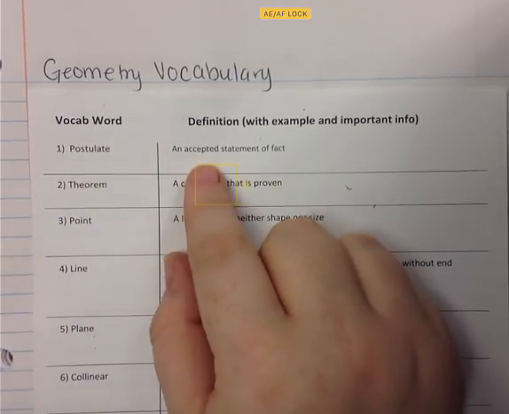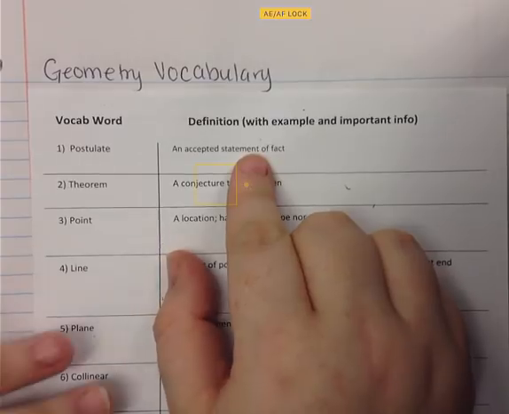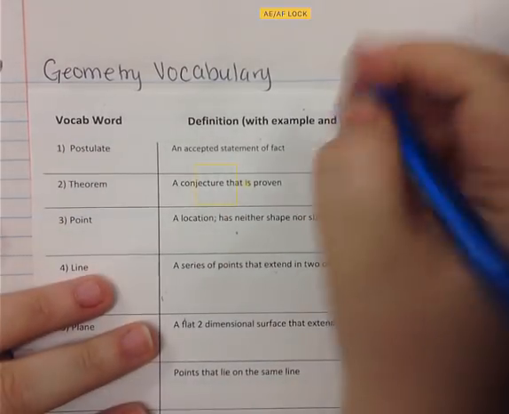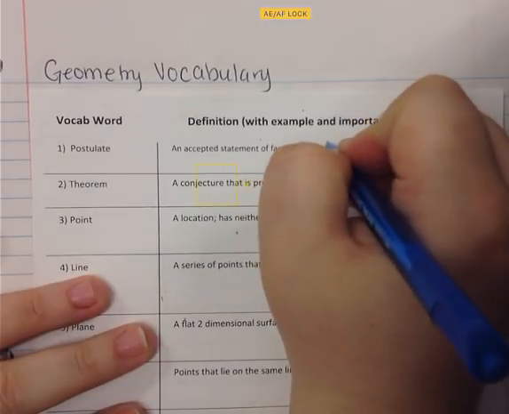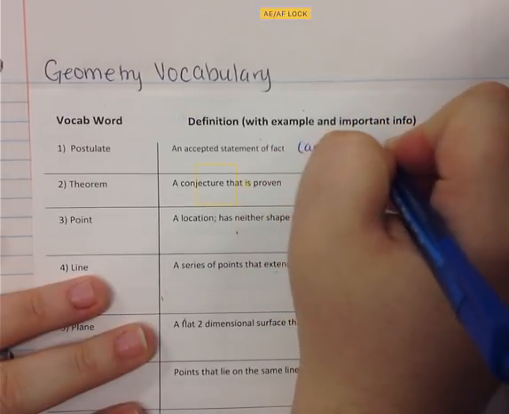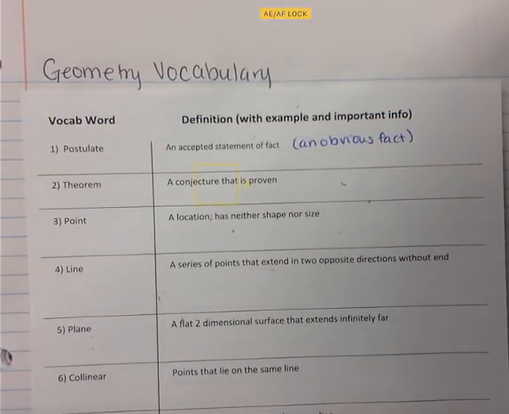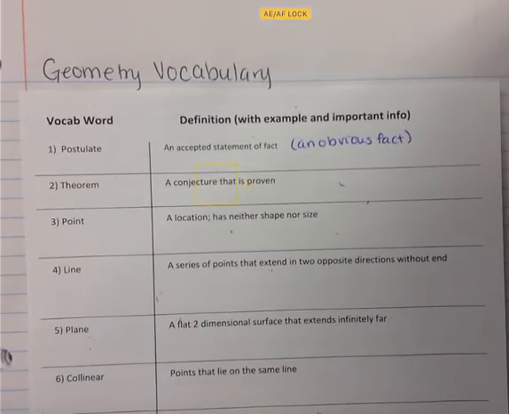A postulate is an accepted statement of fact. This could also be written as an obvious fact. This is an obvious fact. It's something that you know has to be true, that you don't actually have to prove that it is, but it already is true.